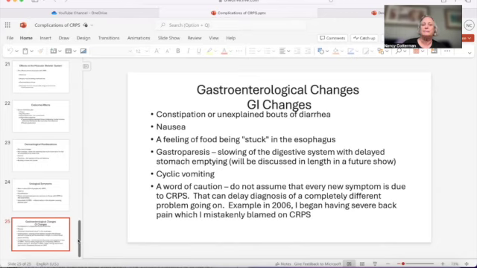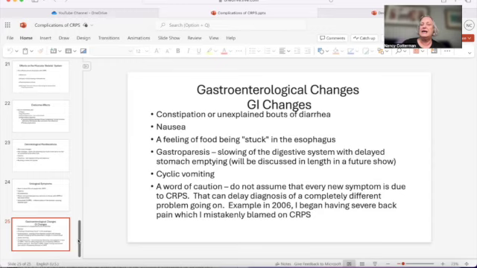Gastrointestinal changes, which is GI, constipation or unexplained bouts of diarrhea, nausea, a feeling of food being stuck in the esophagus, gastroparesis, slowing of the digestive system with delayed stomach emptying. And again, this will be discussed in length in a future show. Cyclic vomiting. A word of caution: do not assume that every new symptom is due to CRPS.